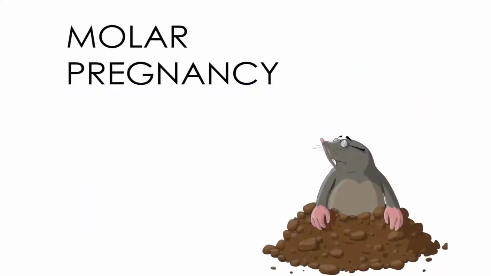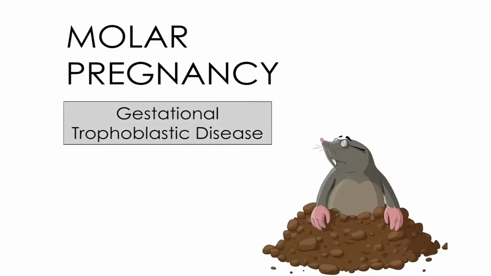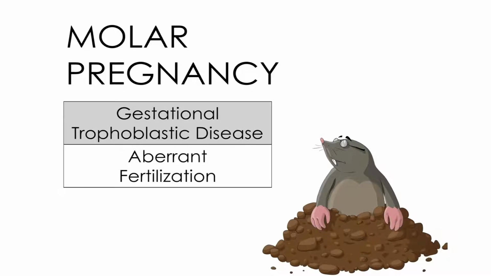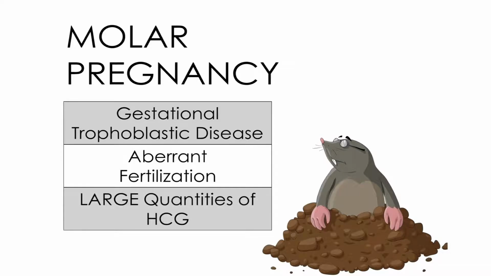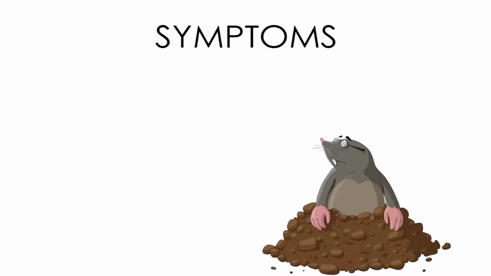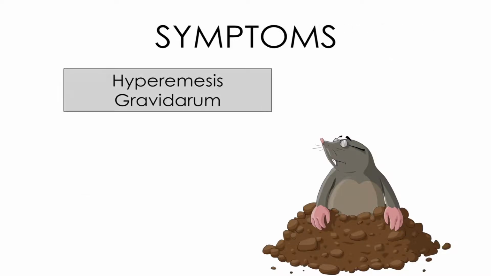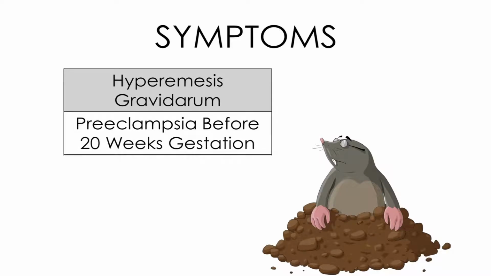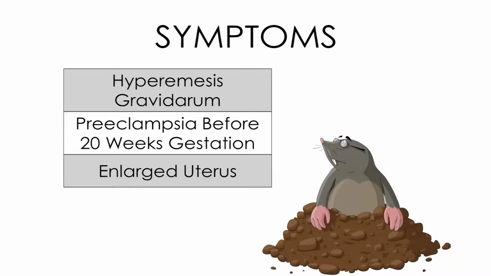One example of an intrauterine mass is a molar pregnancy. This is a gestational trophoblastic disease where aberrant fertilization occurs, causing profound chromosomal abnormalities that will yield a non-viable pregnancy. A hallmark of the disease is the production of very large quantities of human chorionic gonadotropin, or HCG. Molar pregnancies are uncommon and have an incidence of 1 per 1,000 pregnancies. Patients with molar pregnancy will often present with hyperemesis gravidarum, preeclampsia before 20 weeks gestation, and an enlarged uterus.